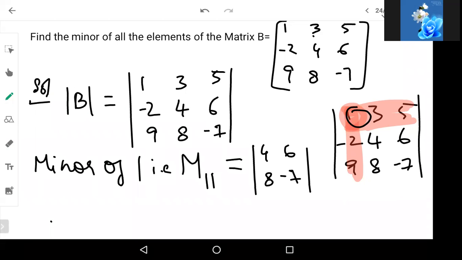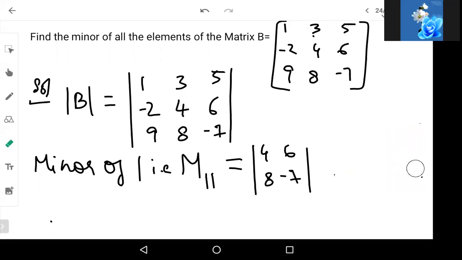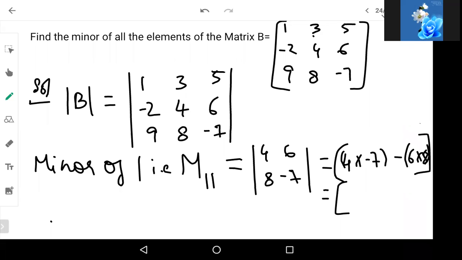Now let us solve this determinant. How do you solve the determinant? Just cross multiply. So 4 into minus 7 minus 6 into 8. 4 into minus 7 is minus 28. Minus 6 8s are 48. So minus 28 minus 48, what is the answer? Minus 76. So this is the value of minor.